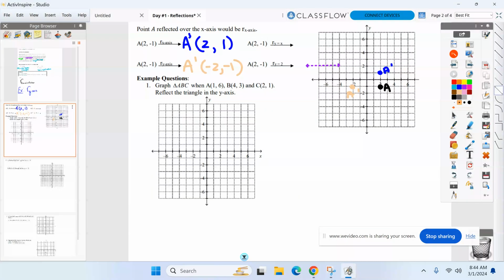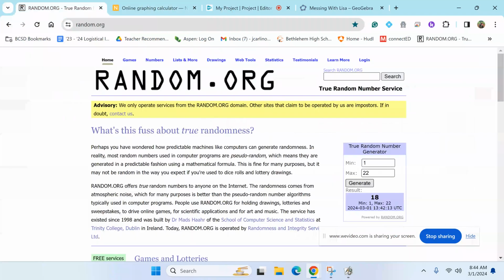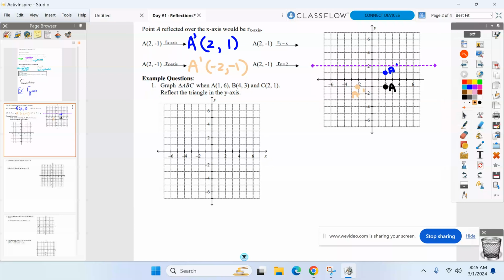Y equals 2. All right, same thing. How far away is it? How far away is point A from y equals 2? Count the distance away. We're going my original point. It's saying take 2, -1 and reflect it over y equals 2. So how many units away? 3. Good. Everyone else? 3 units.